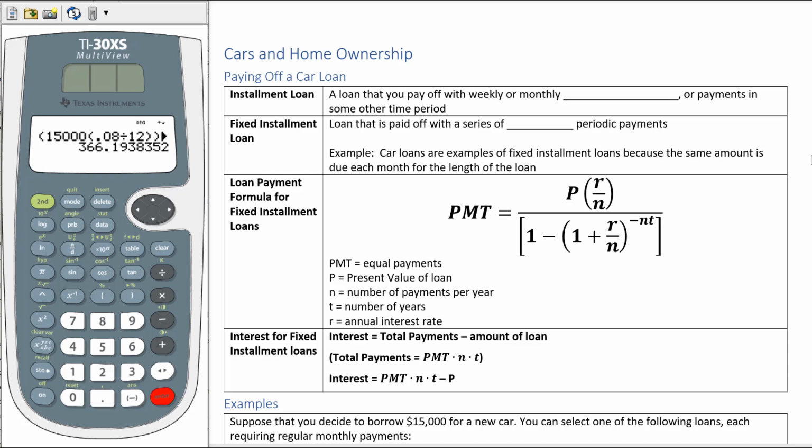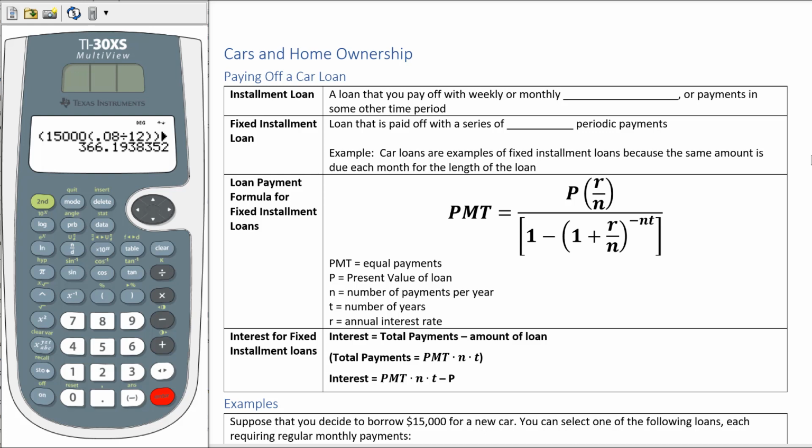Today's lesson is on cars and home ownership. We just finished up talking about annuities in our previous lesson. And annuities have a different formula and a different method, because when you're paying monthly on an annuity, you're putting your money into your account and you get more interest on that account, and then you're getting more interest on your interest, and your interest is working for you.